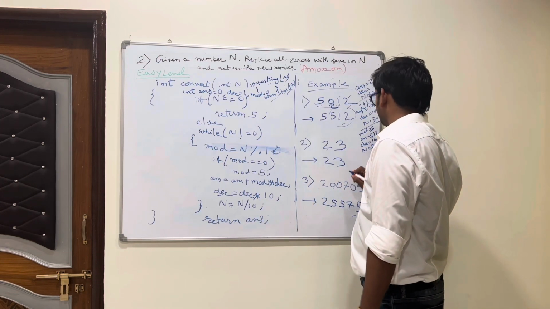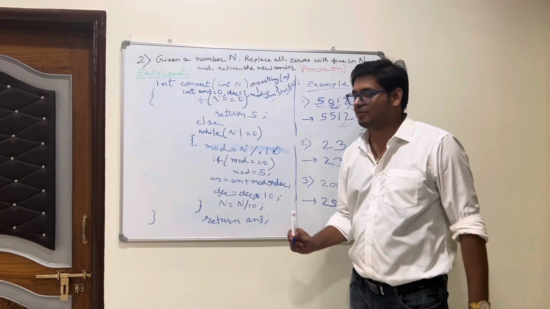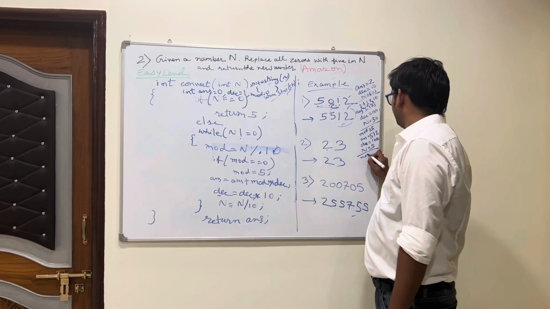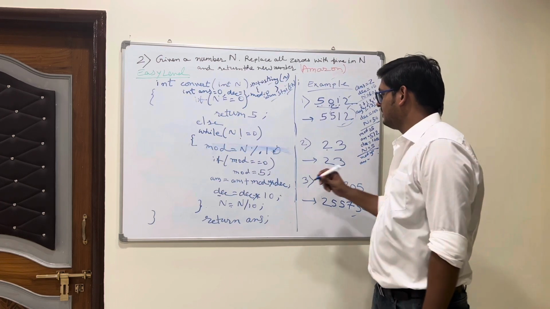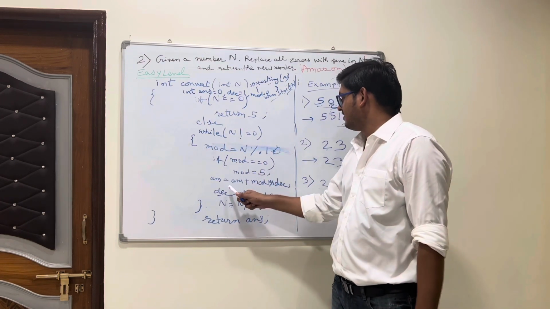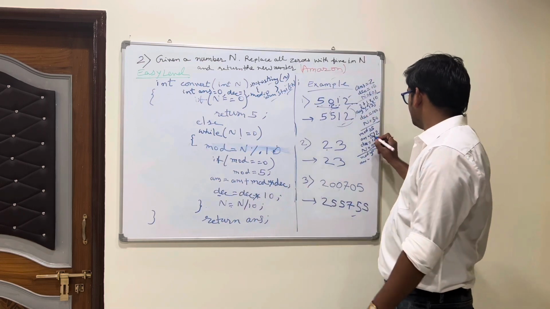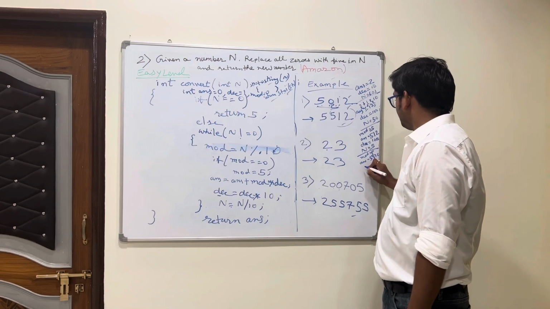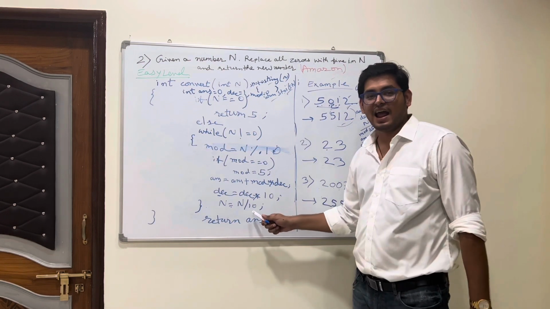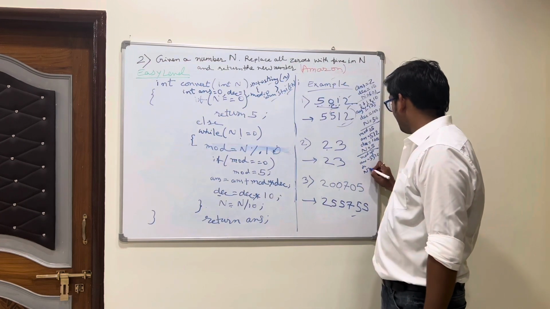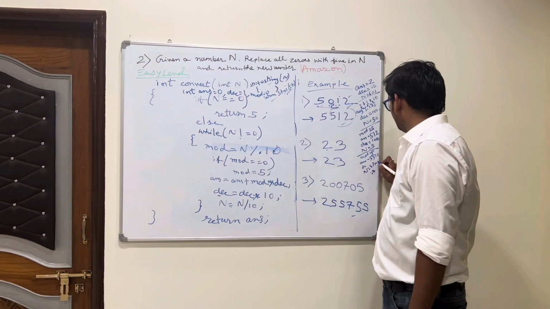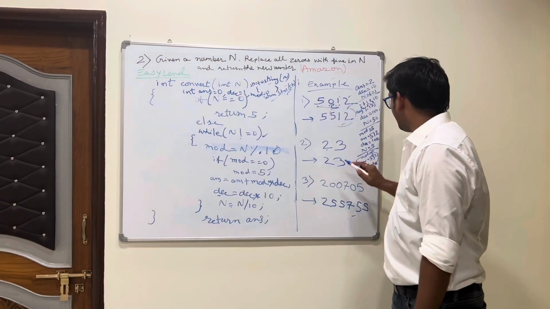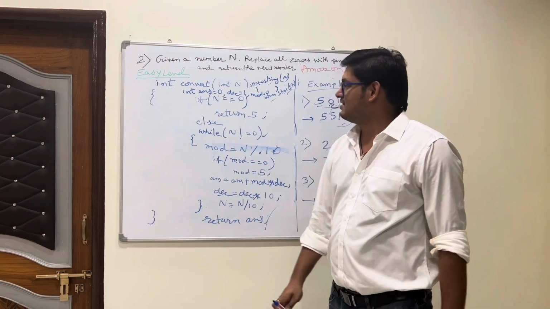Right? Now 5 is not equal to 0. Again, 5 mod 10, mod is 5. Answer would be, we don't need to convert, it's already 5. Answer would be answer plus mod into decimal. That means 512 plus 5000. 5512, decimal would become 10,000 and n would become 0, because 5 by 10 is 0. So our condition will be terminated. What is the answer's value? 5512. So this is the solution.